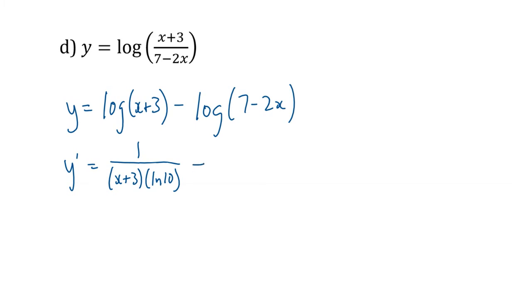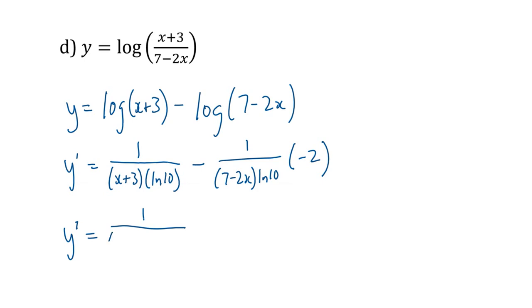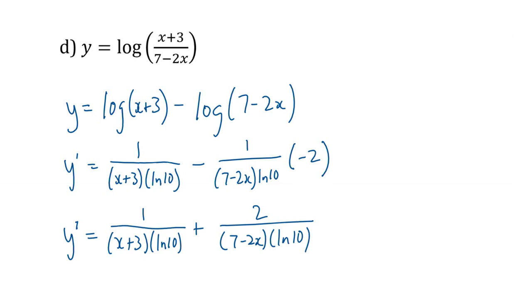Minus 1 over 7 minus 2x ln 10 times negative 2, which equals 1 over x plus 3 times ln of 10 plus the two negatives turn into a plus 7 minus 2x ln 10. Yes, the ln 10 on the bottom of both could factor out. It's just a constant. I'd be factoring out 1 over ln 10, but it's just a constant, so I'm not sure how that would really help.